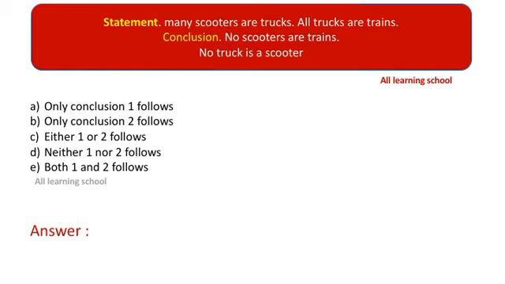Question number 18. Many scooters are trucks, all trucks are trains. Both statements are positive, so their conclusion should be positive.